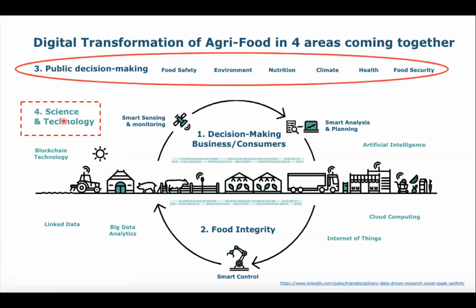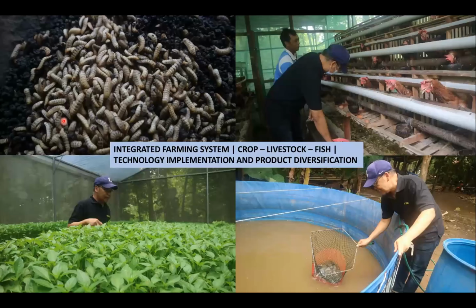How to make an optimum decision; food integrity, from on-farm to ready to eat, is food traceability. And the third is public decision making, and fourth is science and technology. There's an example where we developed a model of integrated farming system.